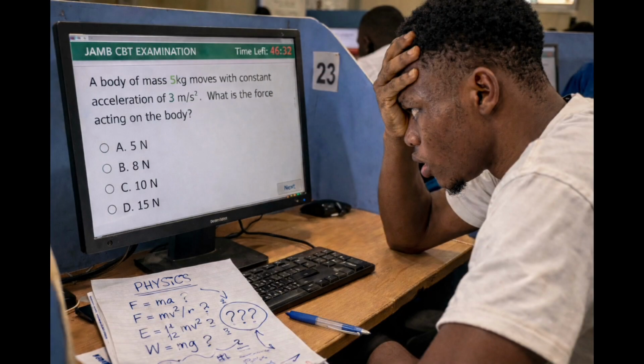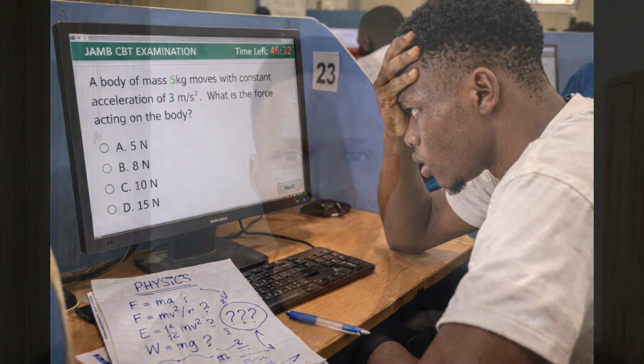Imagine entering the exam hall and seeing questions you can solve almost immediately, but being left stranded just because you don't know the right formula behind them. In this video, I will show you the most important formulas every JAMB student preparing for JAMB physics must master. If you understand these formulas and know when to apply them, JAMB physics becomes much easier.